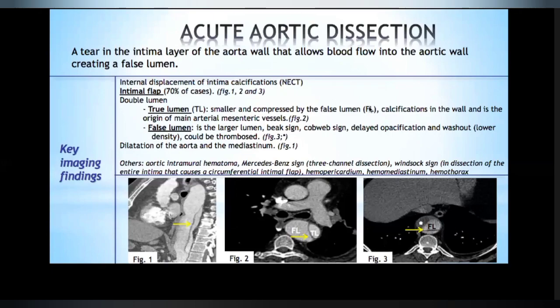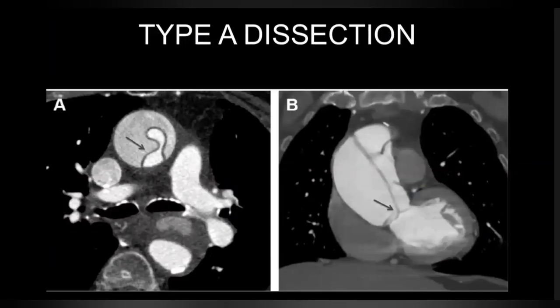So the true lumen is always smaller and compressed by the false lumen. And the false lumen is the largest lumen, and there are some signs to look for. So type A dissection, obviously you can see that the true lumen is compromised by the false lumen. And it's important when you're looking through these studies to follow the true lumen and false lumen and figure out which vessels come off which lumen. So the celiac, the SMA, which direction do they come off? Because the lumens rotate as you go down the aorta, in contradistinction to an IMH, which has a constant relationship to the aortic wall as you go down. So it's important that when you look at this, you figure out which one is the false lumen.